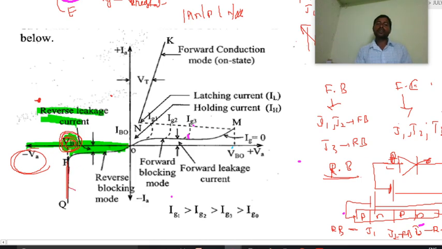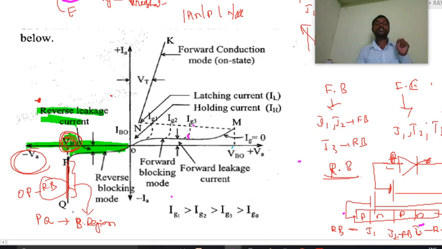Up to OP is the reverse blocking region. Until then, the SCR does not allow any conduction current. After that voltage, PQ is the fourth area, which is the reverse breakdown region of the SCR.